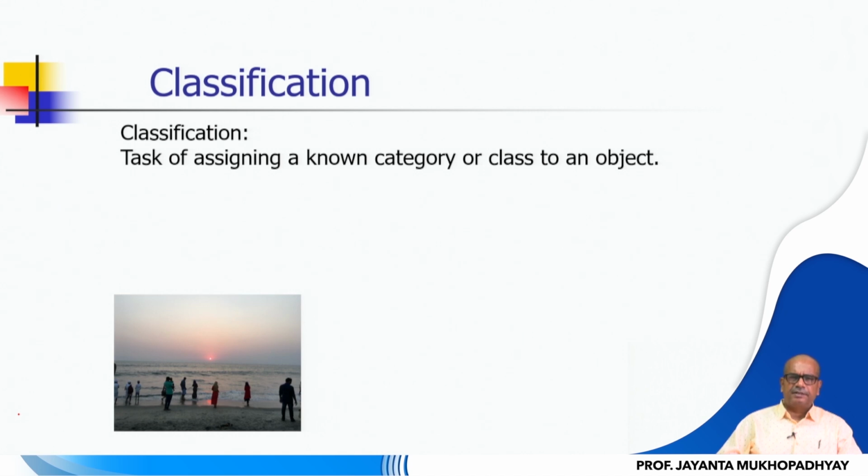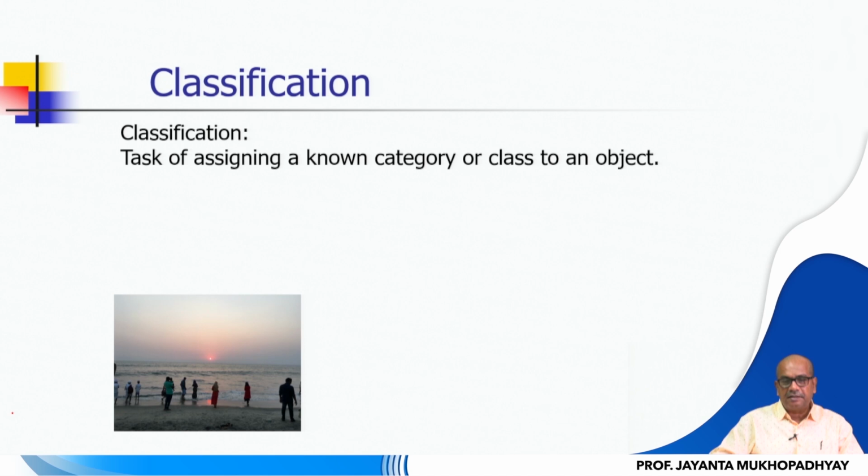So consider this particular image, and you can see there are different kinds of objects present. For example, this is the water body, part of the oceans. This is a scene from a sea beach. You can see also the object sun, and there are different spectators or viewers or persons on the sea beach.